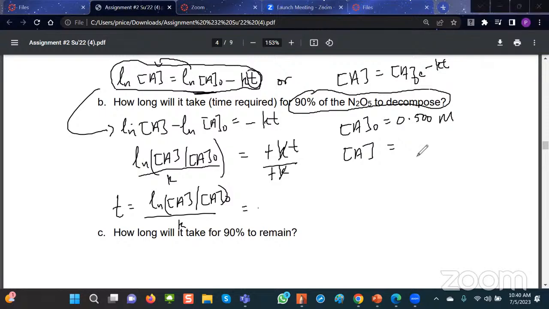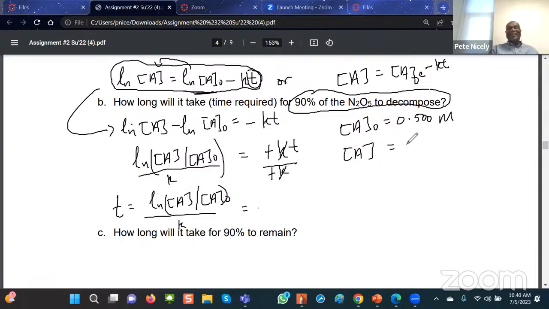Would it be 100 minus 90? So it's 10%. Exactly. So basically it's 100% minus 90%, multiplied by 0.5. All right. And that would be equal to, what was it? Let me do that. So that would be 0.0500.